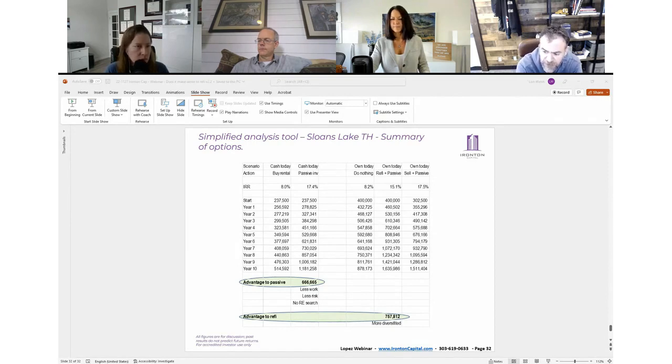Monique says, does a 30-minute PA session go over these scenarios of do nothing, refi plus passive, sell plus passive? Probably won't have time to do it in that detail, but we can do some high-level stuff for sure. So yeah, on that, we'll go through some examples.